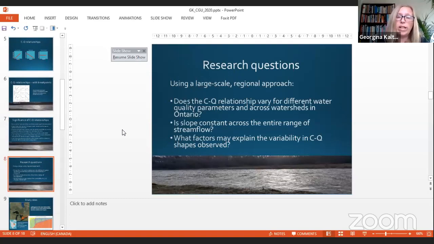So our research questions: does the CQ relationship vary for different water quality parameters and across watersheds in Ontario? Is slope constant across the entire range of stream flow? What factors may explain the variability in CQ shapes observed?